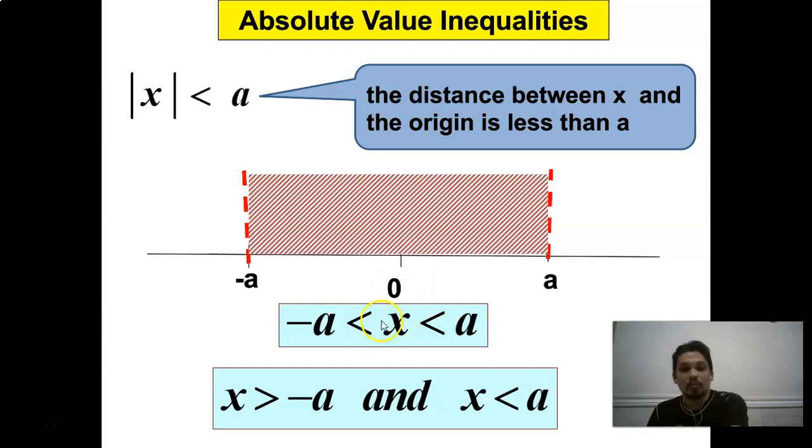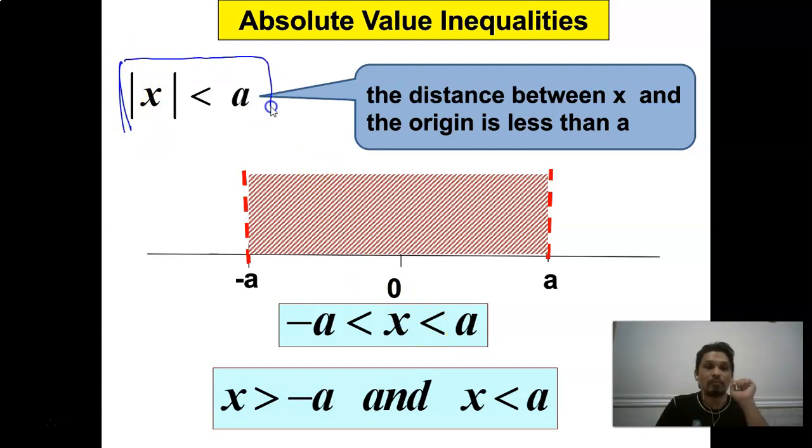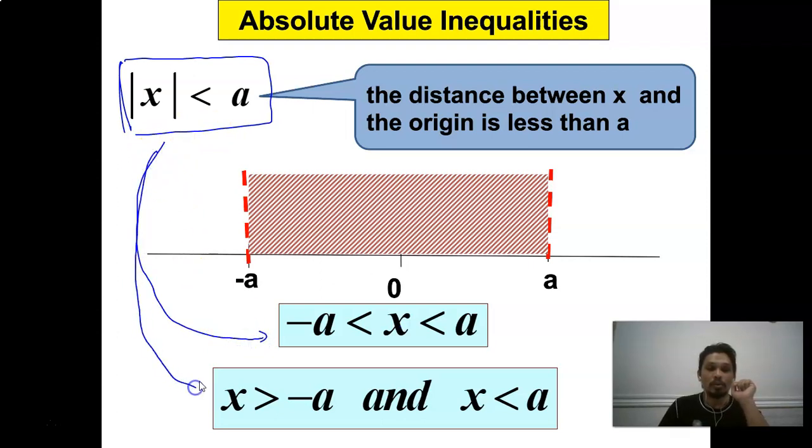Okay. So when we have x less than a or greater than a, from this statement we can define it into this statement or this statement. Please remember this is either absolute value of x less than a or less than or equal to a. Okay, so we can define it into this form and this form.